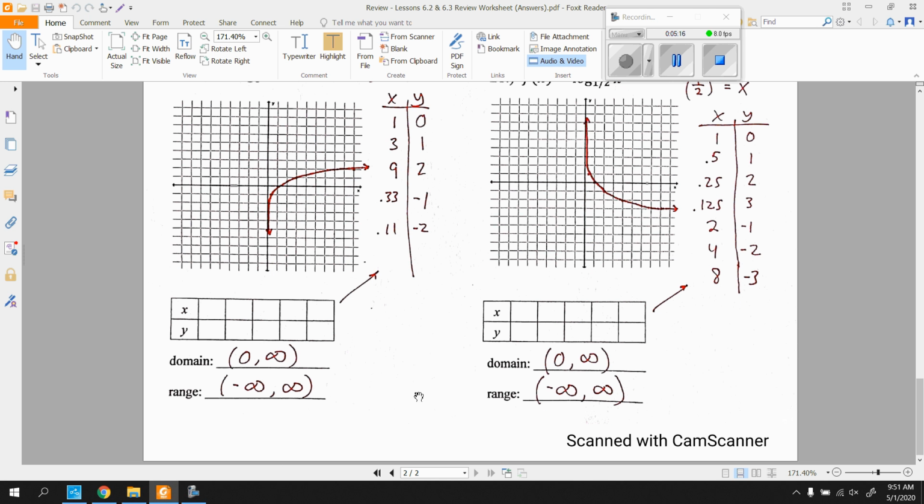Domain and range I didn't mention on the front, but it's just look at your graph. How far left does this graph go? Remember, it's left, right, bottom, top. So left, not quite 0, that's why we're not including it. Parenthesis, right forever, down forever, up forever. Left, we're stopping here. We've got an asymptote at 0, so left to 0, right to infinity, down forever, and then up forever. So that was our domain and range.